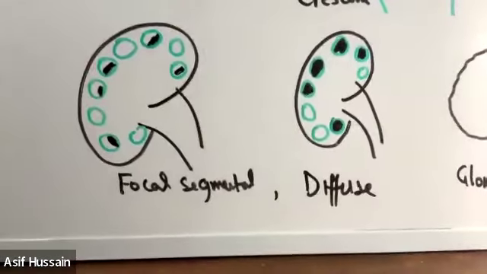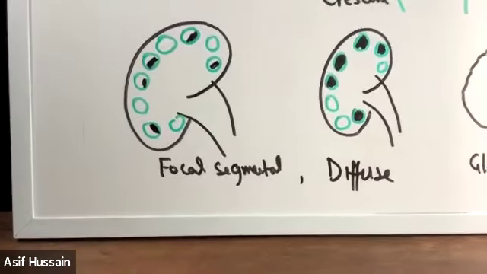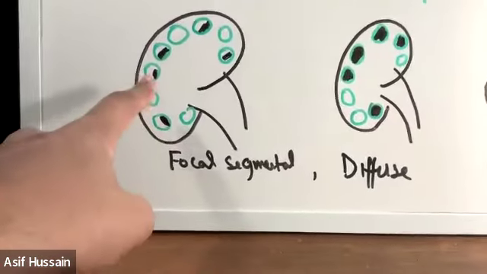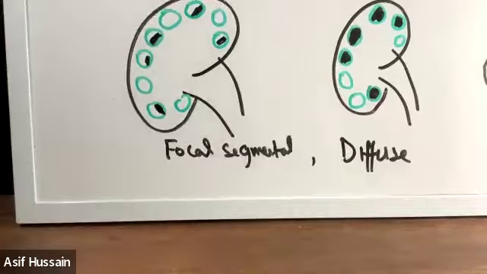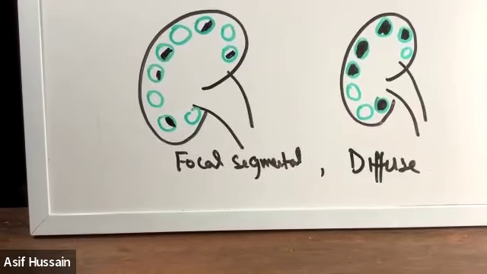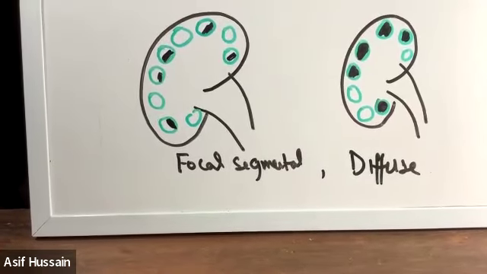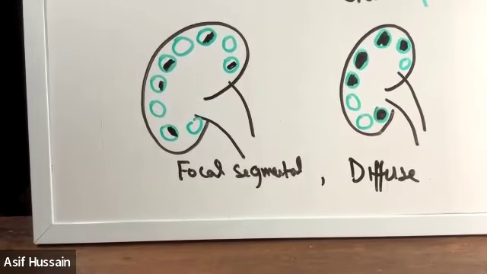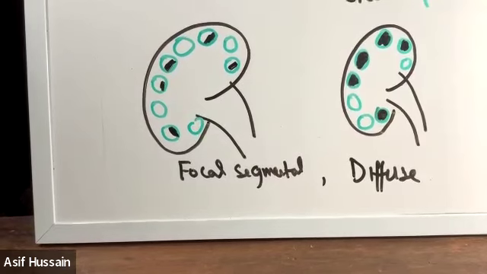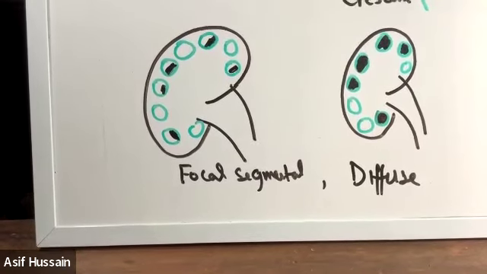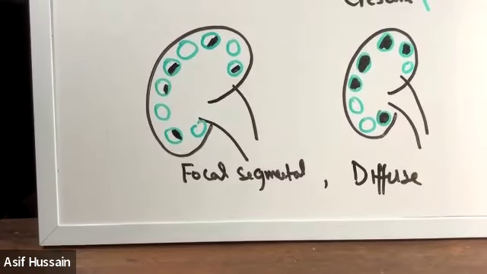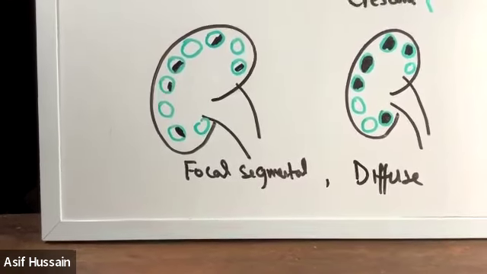If you look at these two pictures, if you look at the left one, out of the 9 or 10 glomeruli, only a few, less than 50%, are involved, and in the glomeruli which are involved, only some part of each glomerulus is involved. Okay, that's focal and segmental.